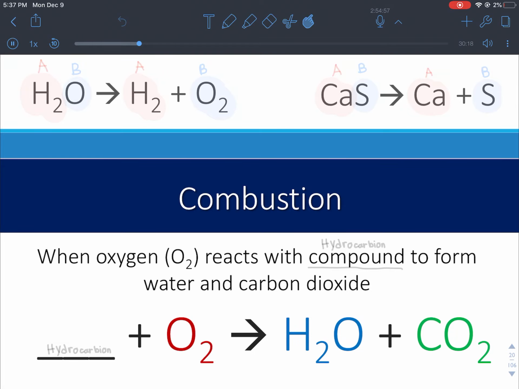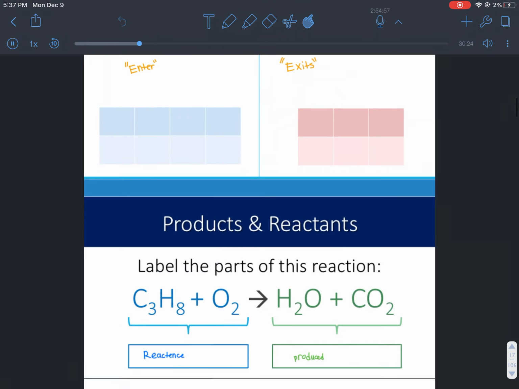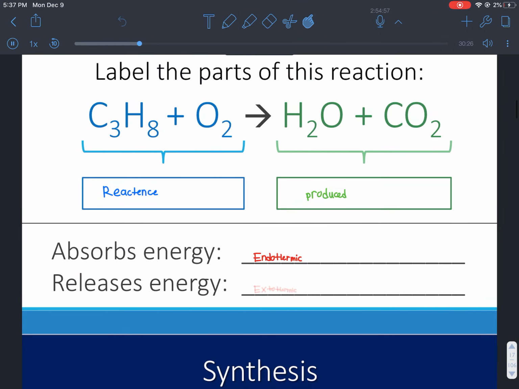So energy on this side would mean it's endothermic. It's taking in energy. If energy is being released on the product side, energy is exiting, releases energy would be exothermic. So if you're making energy, exothermic, it's exiting. If you need to add energy, on the left side, it'd be endothermic.